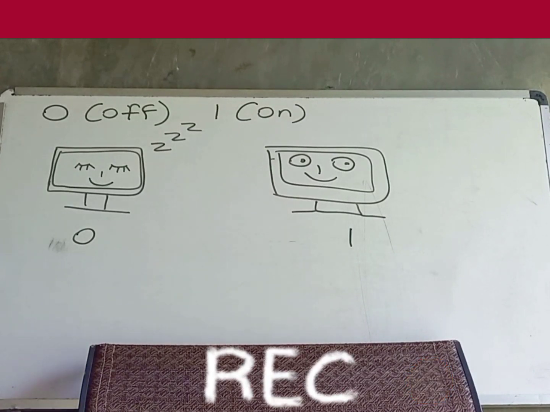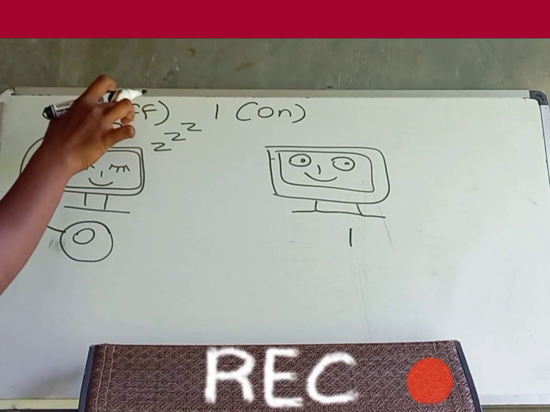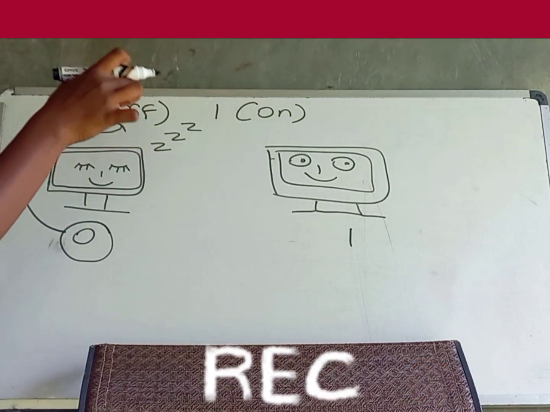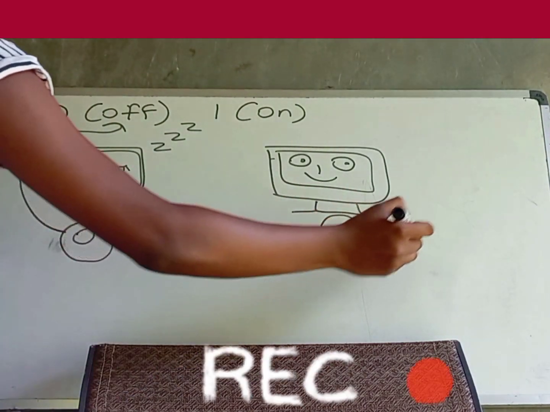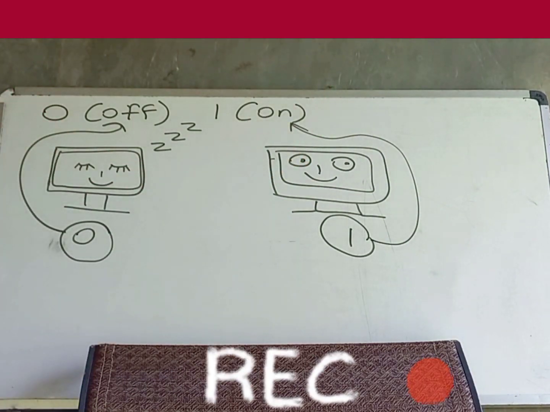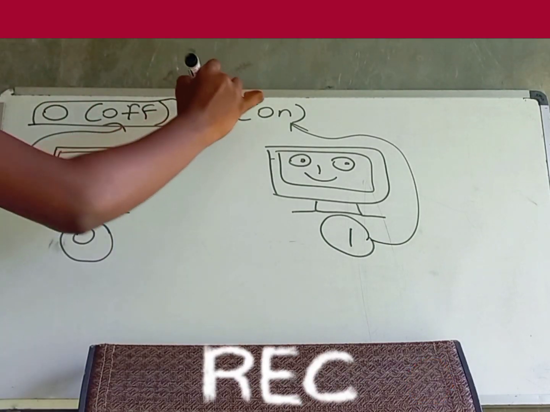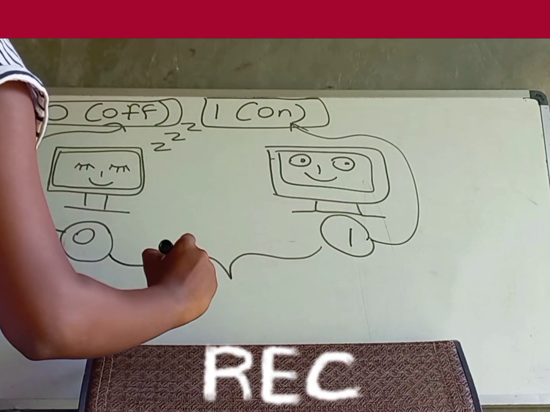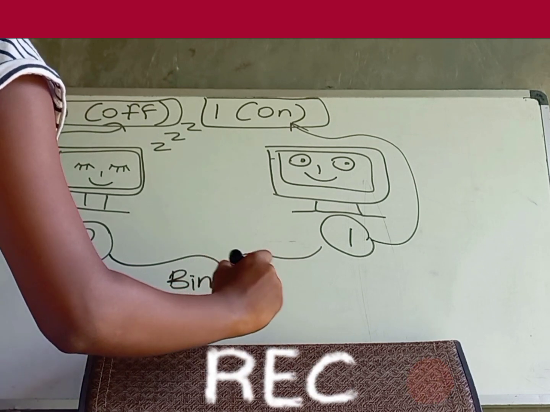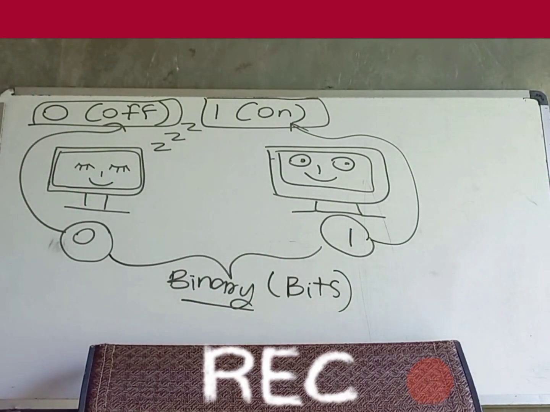We usually use the number 0 to represent that the computer or a device is turned off. And then we use 1 to represent a digital device or the computer is on. So 0 is for off while 1 is for on. So what do these digits belong to? The binary number system, or they are bits.